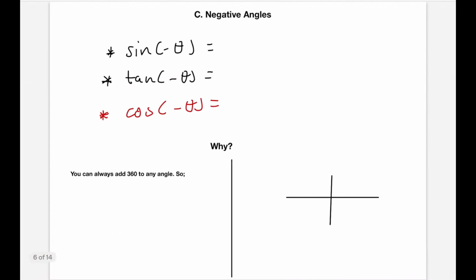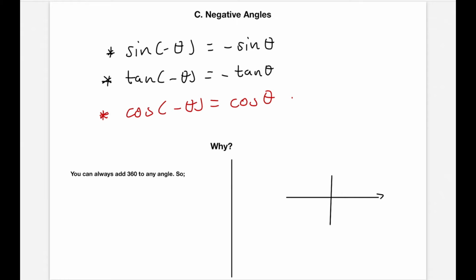Now, in the third part of reduction formula, I want us to talk about negative angles. You see, if you're given the sine of negative theta, this you can rewrite as negative sine of theta. If you're given the tan of negative theta, you can rewrite that as negative tan theta. But weirdly, for some reason, and we will explore that reason, the cos of minus theta becomes positive cos of theta. Let's talk about why, and I'm going to explain this in two different ways.